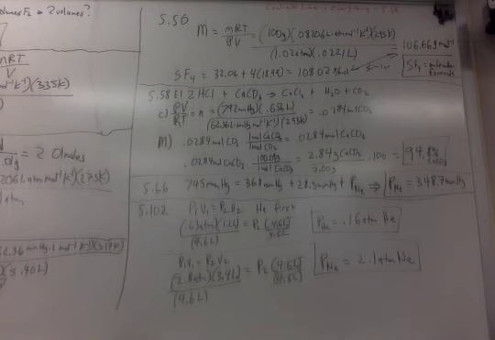5.66 is a partial pressure, Dalton's law of partial pressures problem. You've got a total pressure of 745. You've got the first noble gas is 368 millimeters of mercury. You've got the water vapor pressure, because they were collected over water, is 28.3 millimeters of mercury, plus the pressure of the neon. Solving for the pressure of the neon, you get 348.7 millimeters of mercury, or 349.